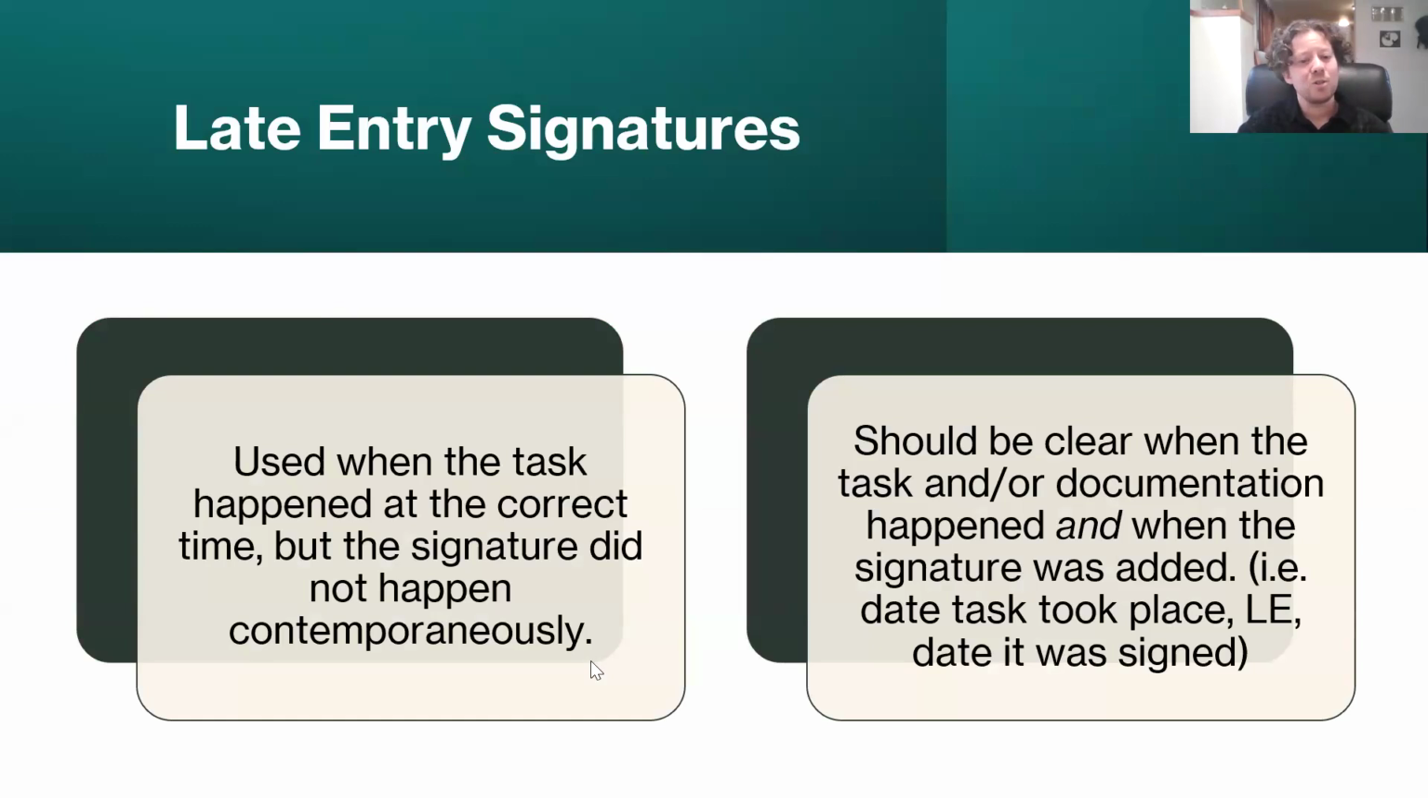And of course, signatures do sometimes get missed. Sometimes you need to get a late entry signature. So the appropriate way to do that, this is for those situations where the task itself did happen at the correct time, but the signature just didn't happen contemporaneously. So in this case, you need to make it clear when the task or documentation happened and when that signature was actually added. So this is basically the date that the task took place, followed by LE for late entry, and then followed by the date it was actually signed. And in some cases, it might also need an explanation for why it was missed.